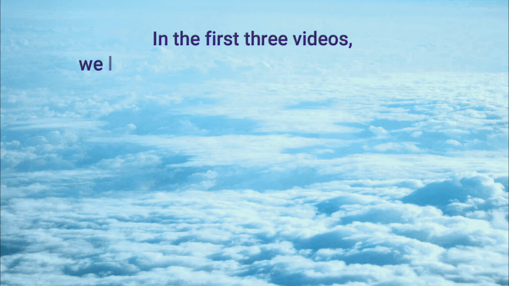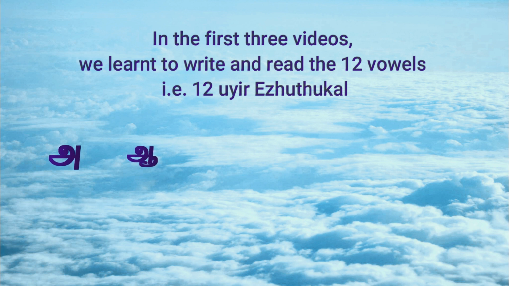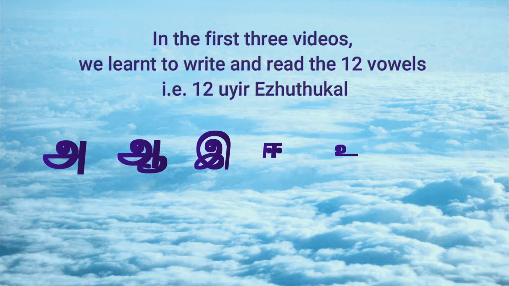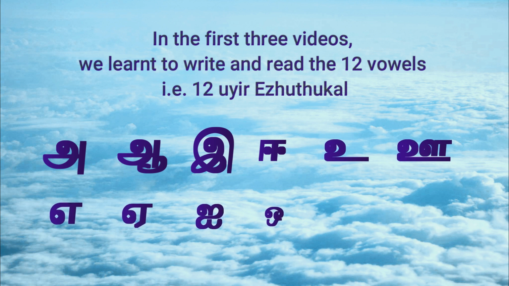In the first 3 videos, we learned to write and read the 12 vowels, that is 12 உயிர் எழுத்துகள். They are A, A, I, I, U, U, A, I, O, O, Au.